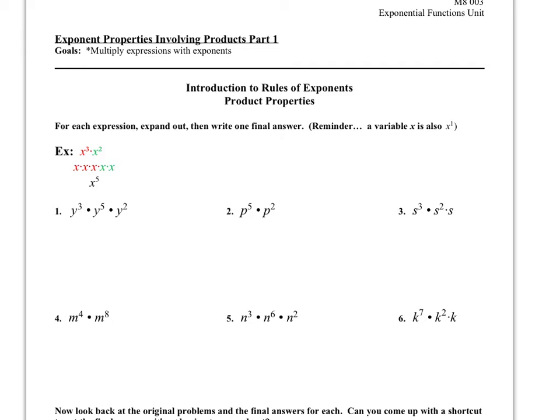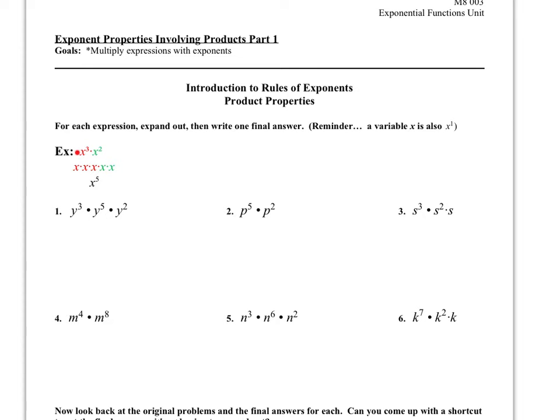Today we're starting part 1 of our exponent properties involving products. We're going to see what happens when we multiply expressions with exponents and how we can simplify them using a shortcut. In this first section, for each expression, we're going to expand out. Then we're going to condense back in to write one final answer using an exponent.